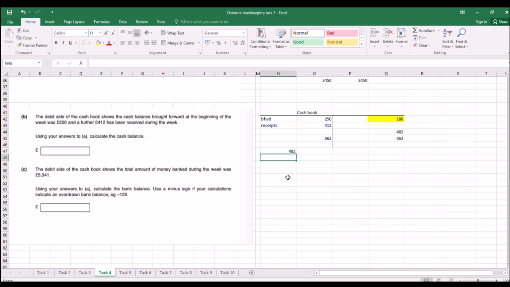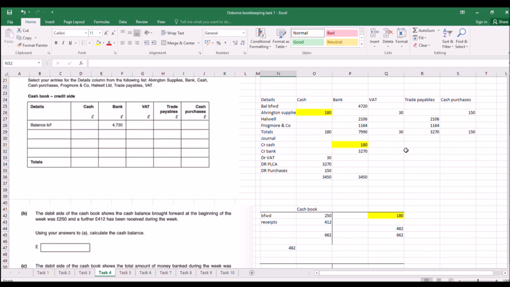Okay. And let's start again with another T account if we're talking about debits and credits. It's just a very good habit to be in, really. Don't ever use other gimmicks or whatever other nonsense somebody else comes up with. It's always money in, money out, and T accounts. Right, the debit side of the cash book shows the total amount banked during the week was, so banked, money in, 5341. Okay, cash in. Okay, using your answers to A, calculate the bank's balance. Use a minus sign if you're overdrawn and there's a credit.